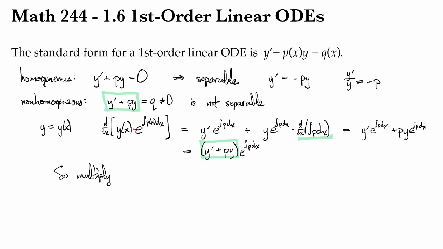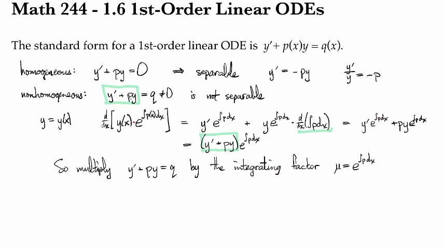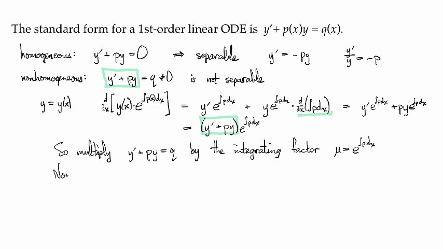What we're going to do is multiply y prime plus py equals q by the integrating factor, which is this crazy looking exponential. So e to the integral of the coefficient of y. Okay, why would we do that? Well, then what happens is on the left, we're going to get y prime plus py times e to the integral of p. And on the right, we're going to get q times e to the integral of p.